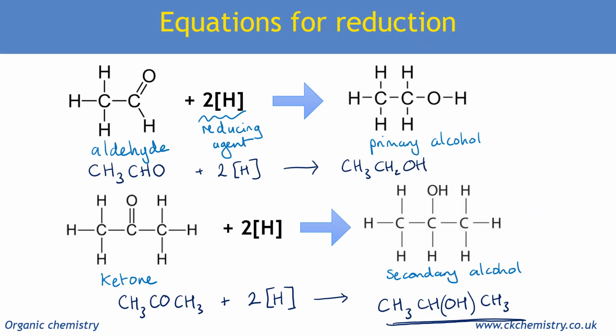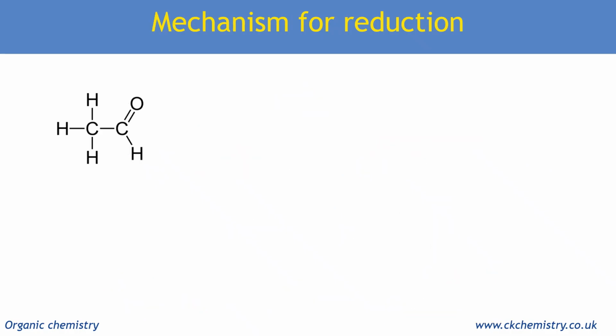So let's have a look at the mechanism for reduction. It's a really simple mechanism. As I said, we're adding H minus, and then we're adding H plus. So the H minus comes from the reducing agent. So it could be attached to an Al or a B. So this is what the actual ion would look like. It would have a shape, obviously, but I haven't drawn a shape. This whole thing would have a minus charge.